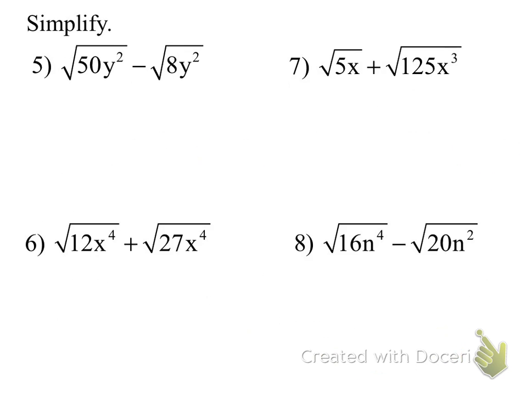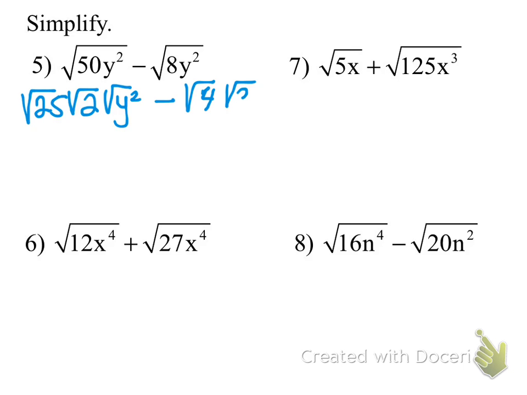All right, so now we have some variables. Assume all variables are non-negatives, okay? So 50 breaks down into 25 times 2. So we're doing the radical 25 times radical 2, and I have times radical y squared. Minus radical 4 times radical 2 times radical y squared.